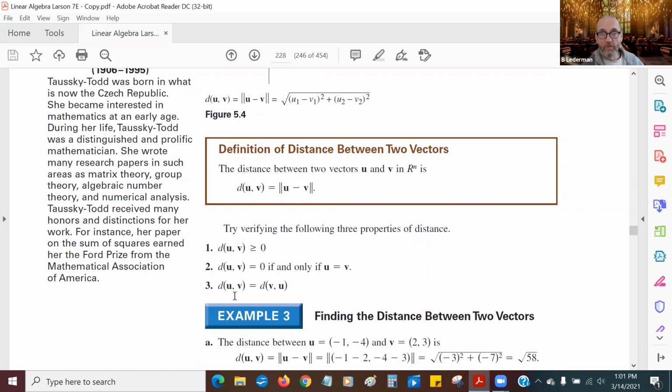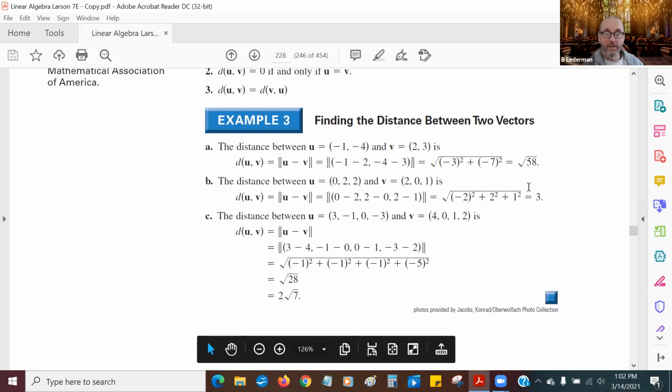And finally, d(u,v) is d(v,u). It's the same thing, because if I switch this right up here to v1 minus u1, yeah, it makes it negative, but once I square it, it makes it back to positive. So it's all the same thing.